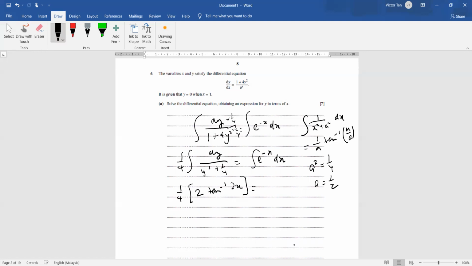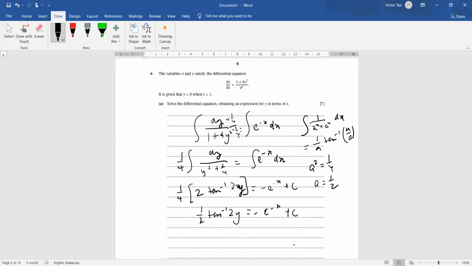Equals to the integral of e to the power minus x, which is minus e to the power minus x, plus c. I'm going to simplify. Oh, this is y, sorry. Okay, this will be half tangent 2y minus e to the power minus x plus c.